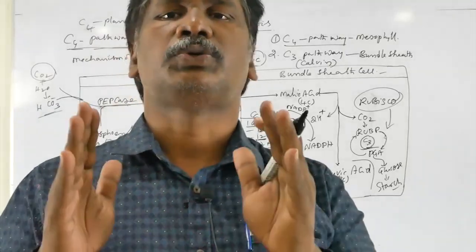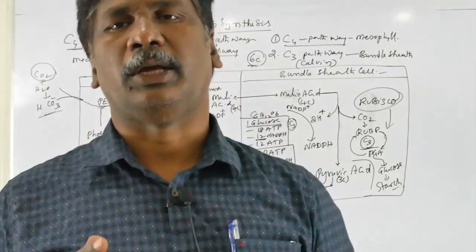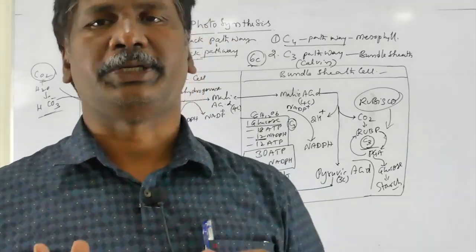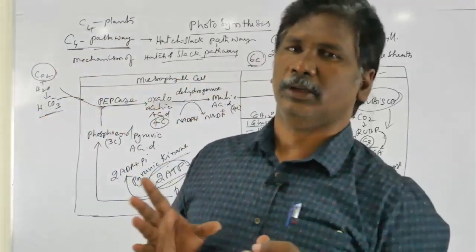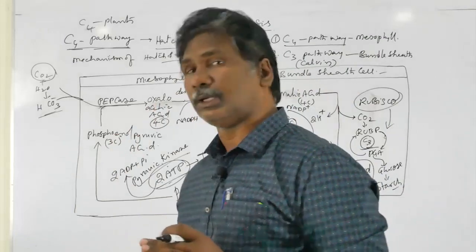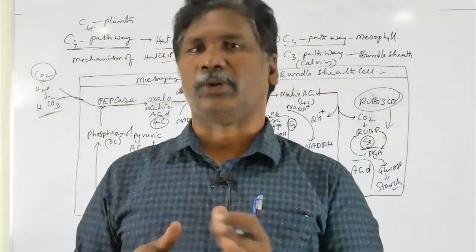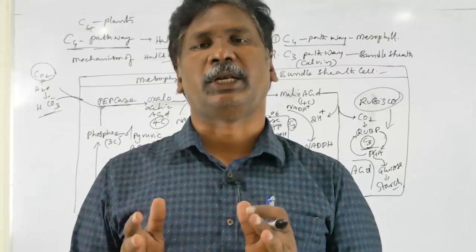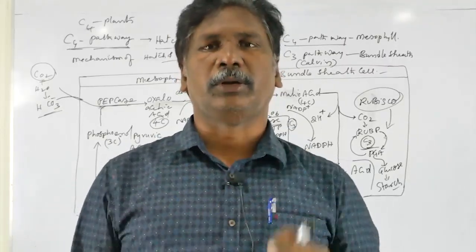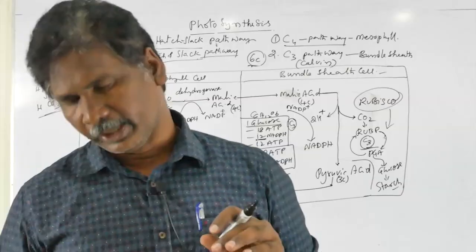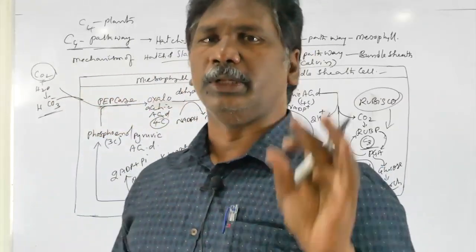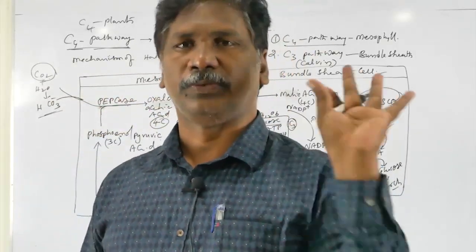That is 12 additional ATP are required. 12 additional ATP are required in the last step of the C4 pathway. So total number 30 ATP, 12 NADPH, but additional ATP only 12 ATP. So 12 additional ATP are required during the C4 pathway.